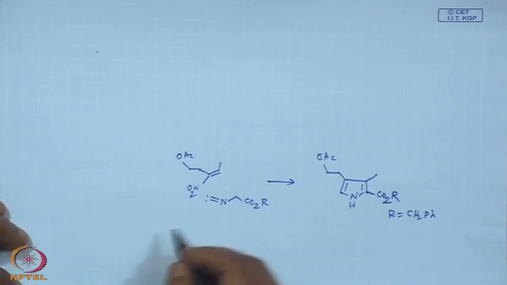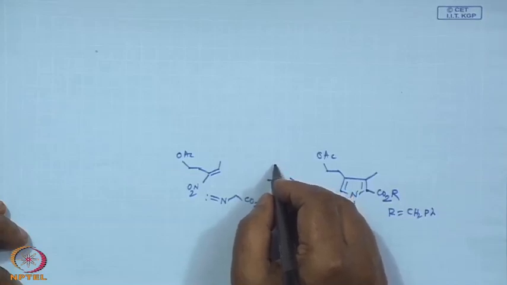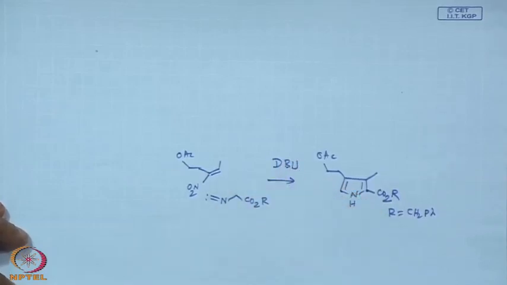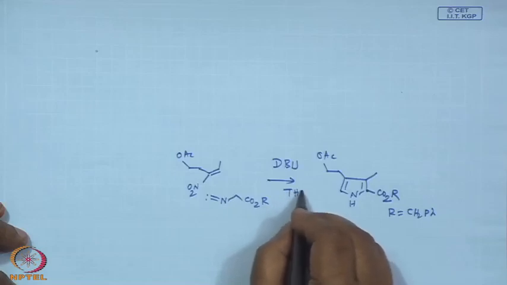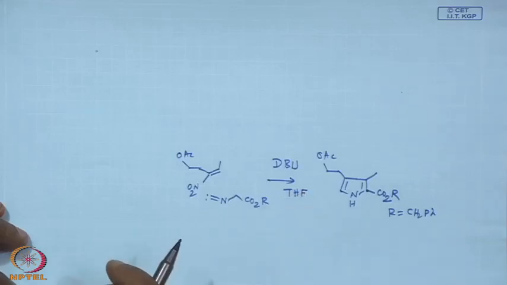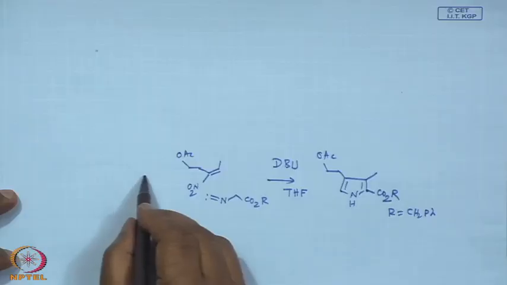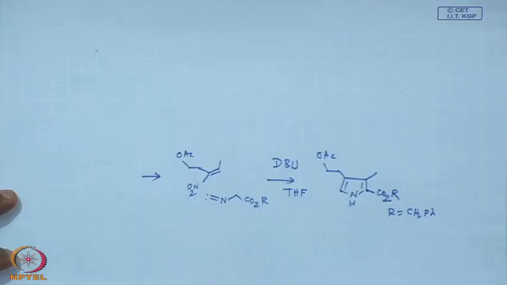What is this? Now you need a base. In the previous example, I gave you a base, tertiary butoxide. Now I give you a base, this is also possible with DBU as a base. That means you do not have to have an inorganic base, an organic base is sufficiently okay. Okay. Now this one, nice. Now nitroalkene. How do we make nitroalkene?